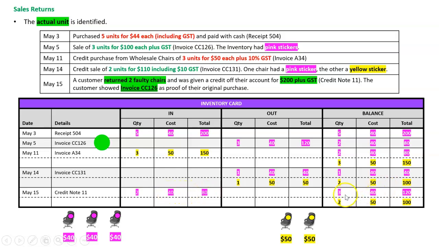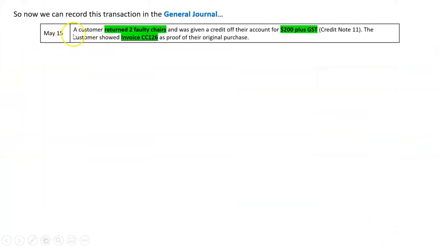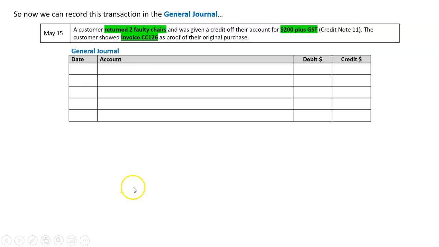And now we've got 3 at $40. That's those there. And 2 at 50 there. So that's how we deal with a sales return. We're identifying the actual unit. What we now need to do is record that in the general journal. So there's our transaction. There's our general journal.